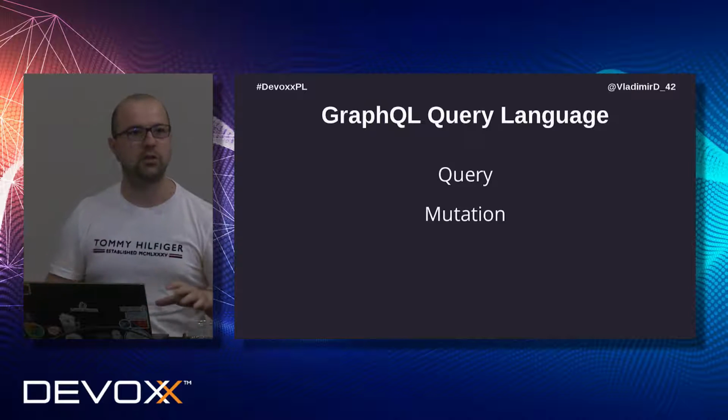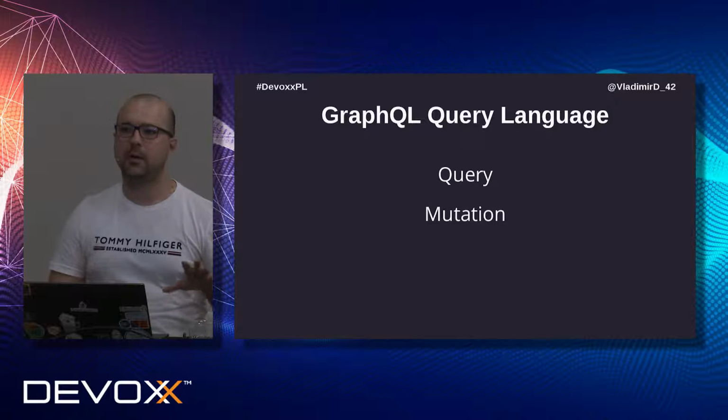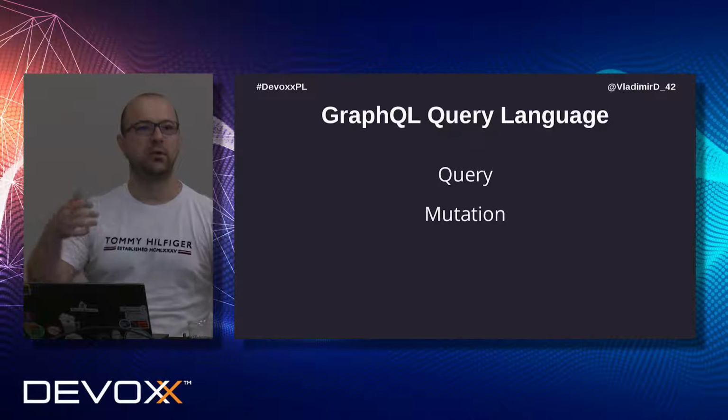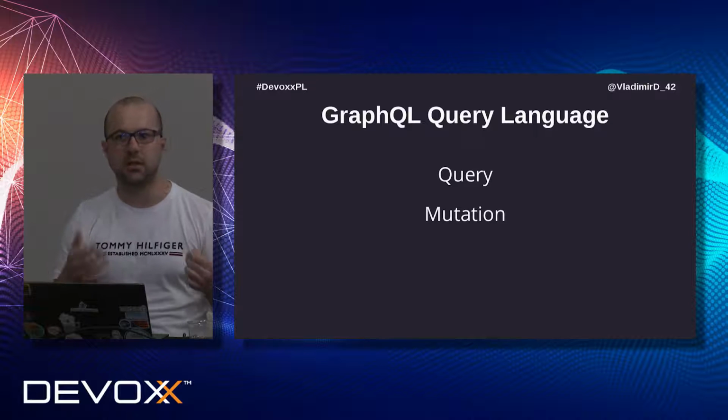Before I actually show you mutations, one thing that you need to remember is that a query is read-only, which means it's going to be run in parallel. It's going to be optimized. A mutation is changing the data, so it means it will be run in sequence. So keep that in mind.